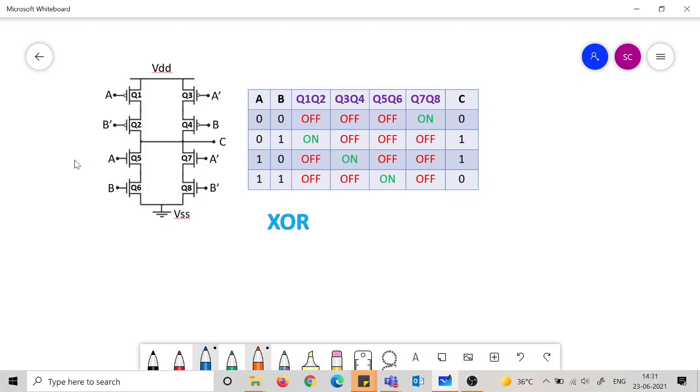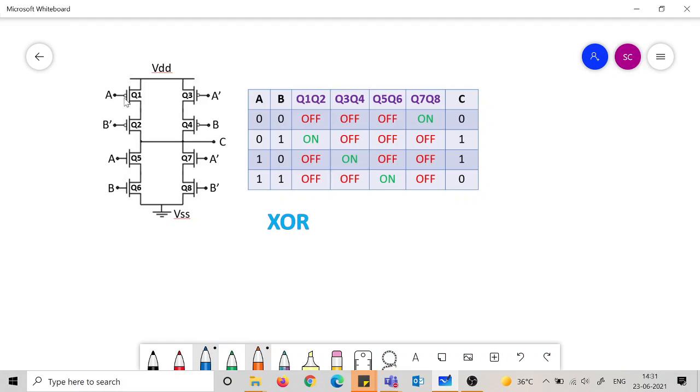The NOT gate we have already seen. So we can assume that we already have two NOT gates, and we produce the A dashed and B dashed signals. After we have the A dashed and B dashed signals, we have to construct this circuit to get the XOR operation. So this is the XOR operation. You can see when only one of the inputs is high, the output is high, otherwise the output is low. For both inputs high, the output is low; for both inputs low, the output is low. Only when one of the inputs is high is the output high. So output is high for dissimilar inputs. That is the definition of the XOR gate.